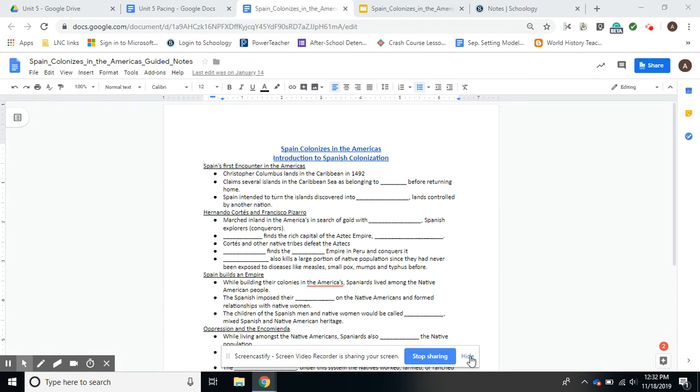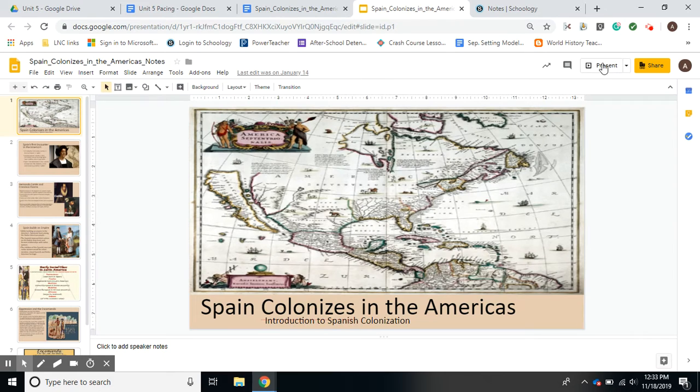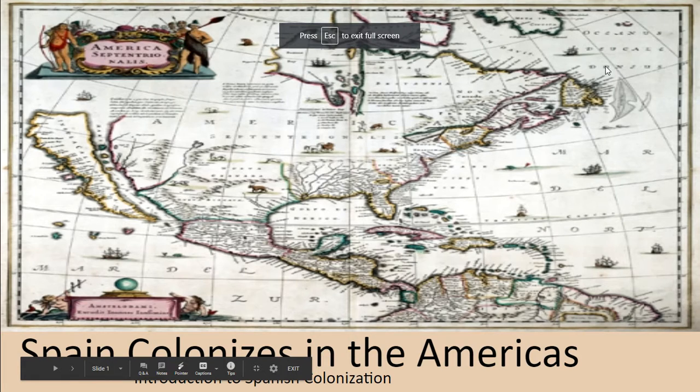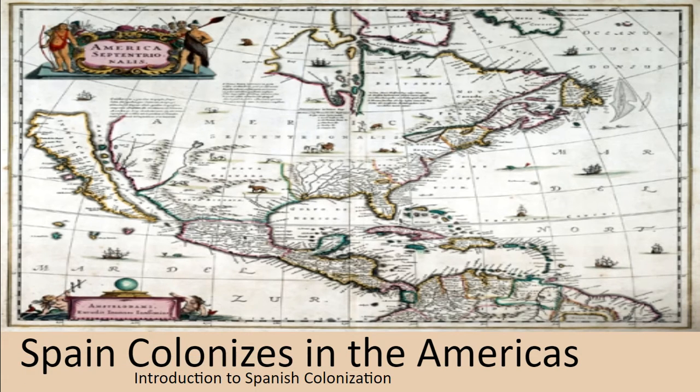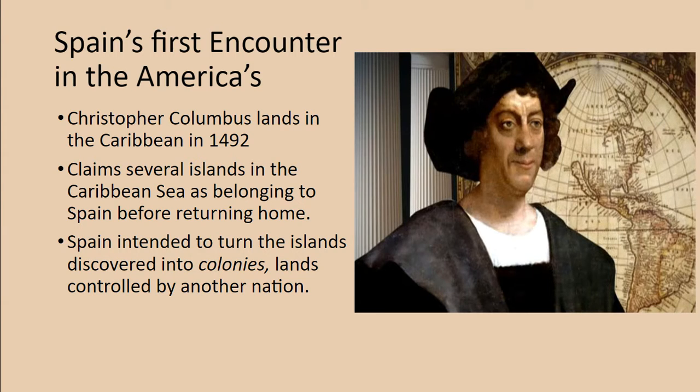Okay, so we are picking up today with Spanish colonization in the Americas. We have worked our way through early American civilizations and the fall of those civilizations. So now we're going to look and see how the Spanish start building their empires in these colonies in the Americas. A little bit of this is going to be review from exploration and early American civilizations, and then we'll talk about how the Spanish established and set up their colonies and their empire in the Americas.